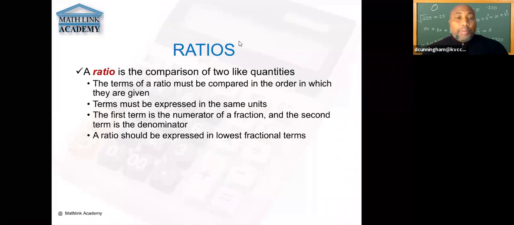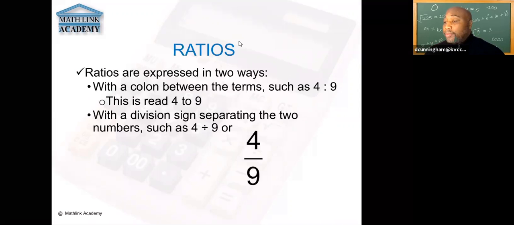Before we do some examples, let's get some definitions. A ratio is a comparison of two like quantities. The terms of a ratio must be compared in the order in which they are given. Terms must be expressed in the same units. The first term is the numerator of the fraction, and the second term is called the denominator, which is on the bottom. The ratio should be expressed in the lowest fractional terms.